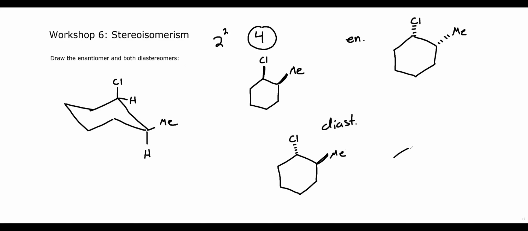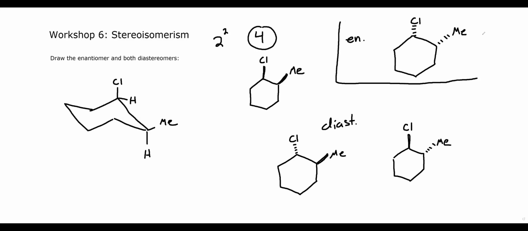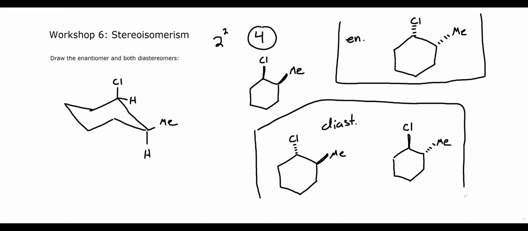Methyl. And then do the opposite for the other diastereomer. And there's our 2 diastereomers we could draw. Okay, here's the enantiomer, and here are the diastereomers.